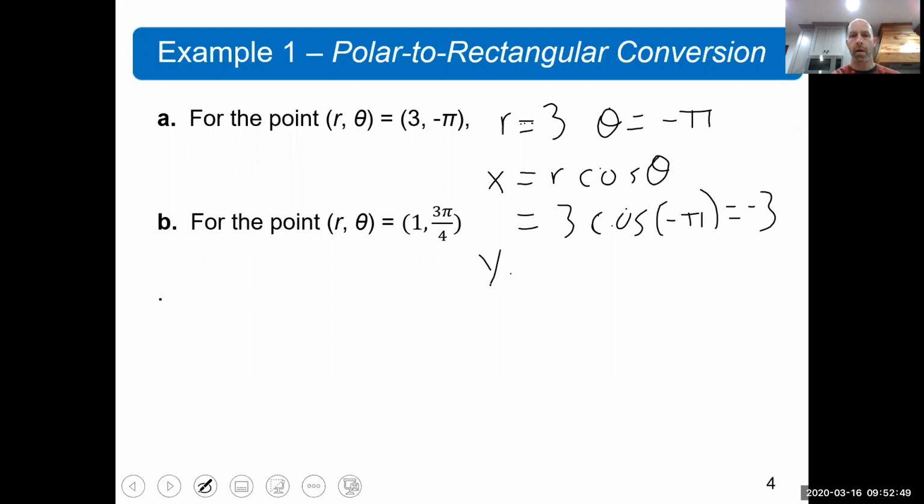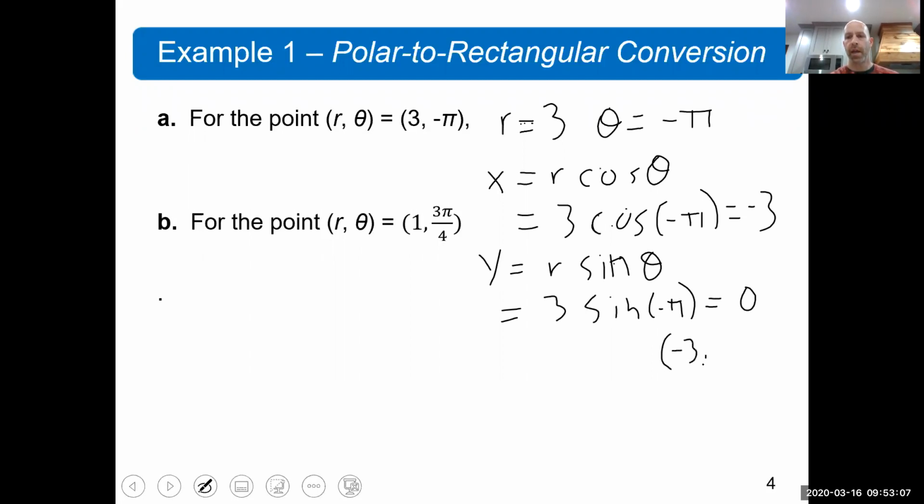For y, it's going to be r sine theta, which is going to be 3 times the sine of negative pi, and of course that's 0. So to put that into rectangular coordinates, that would be negative 3, 0.